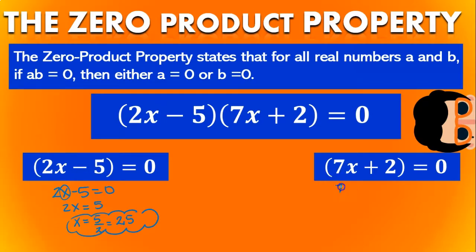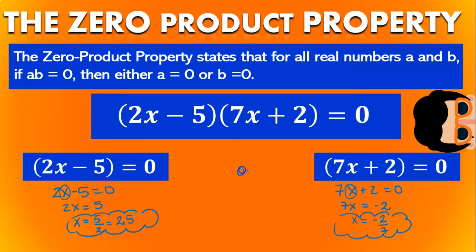And then in this case, we have 7x plus 2 is equal to 0, meaning that we're going to isolate the value for x again. So we have 7x is equal to minus 2, and then x is equal to minus 2 divided by 7. And that is going to be our other answer.